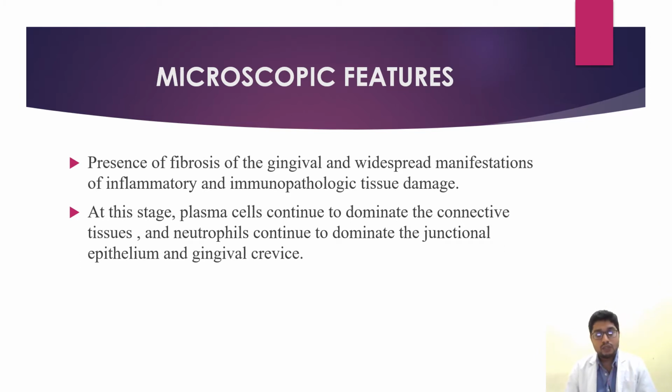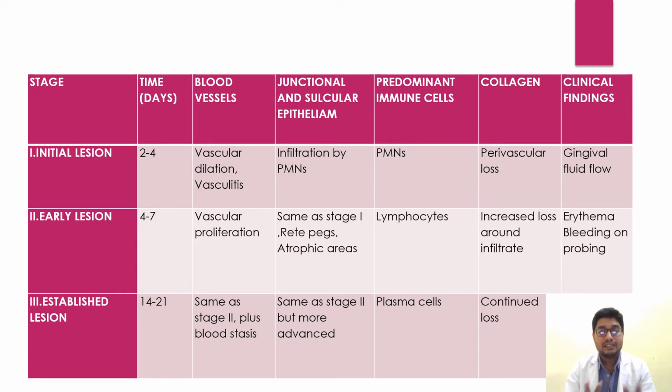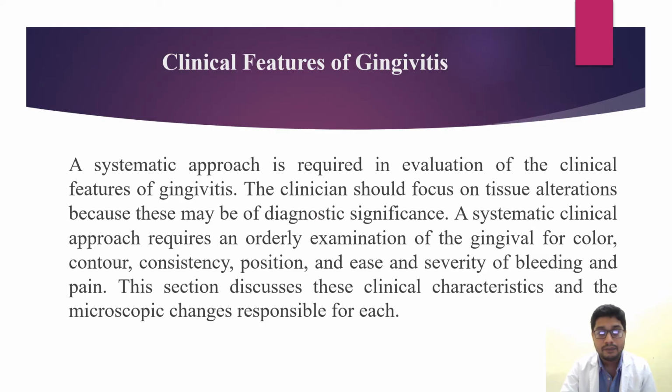Microscopically, you can see fibrosis of the gingiva and widespread manifestation of inflammatory and immunopathological tissue damage. At this stage, in the advanced stage, the plasma cells continue to dominate the connective tissue and neutrophils continue to dominate the junctional epithelium and gingival crevice. So this is the summary of all the lesions: the time at which each comes, how the blood vessels look, the junctional and circular epithelium, the predominant immune cells in each stage of lesion, and the collagen and clinical findings also. This is a summary of that.